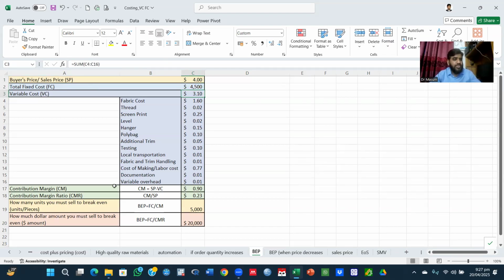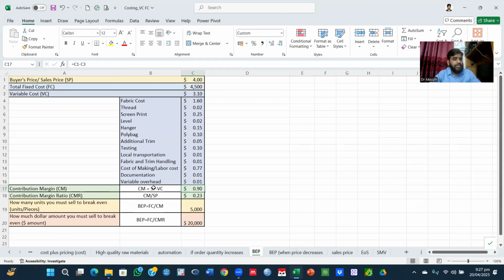So what you have to do is calculate contribution margin. Contribution margin means sales price minus variable cost. Your sales price is $4 and your variable cost is $3.1. So your contribution margin is $0.9.